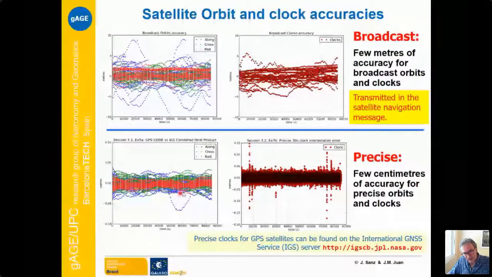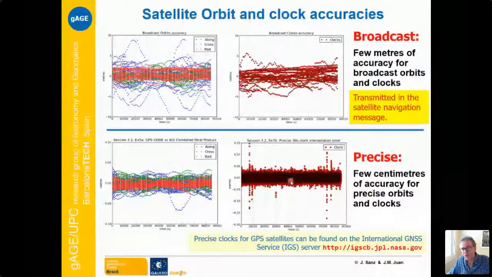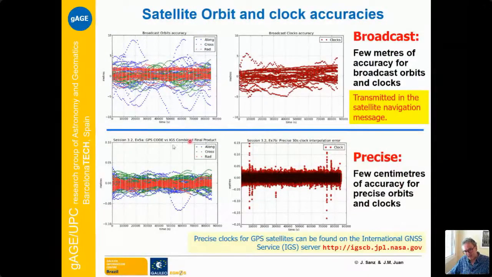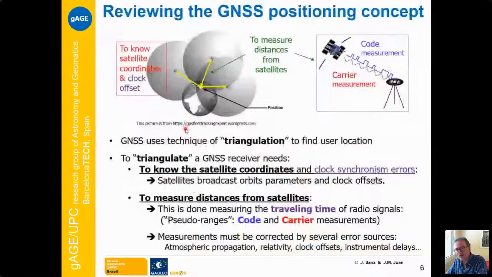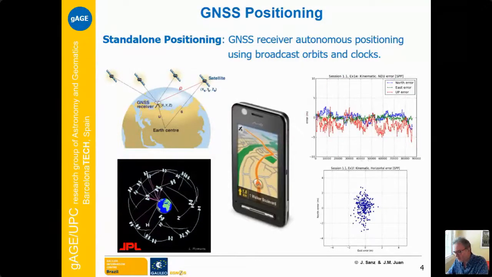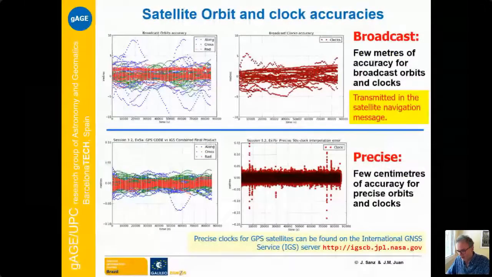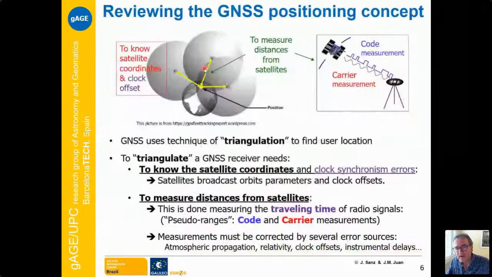Here we have an example. The accuracy is about few centimeters. This is for orbits, and this is for clocks. But this is for high accuracy positioning. In the case of standalone positioning, in this case we use broadcast orbits and clocks, with accuracy at this level. Well, this is about the accuracy that we can have when we compute the satellite coordinates.